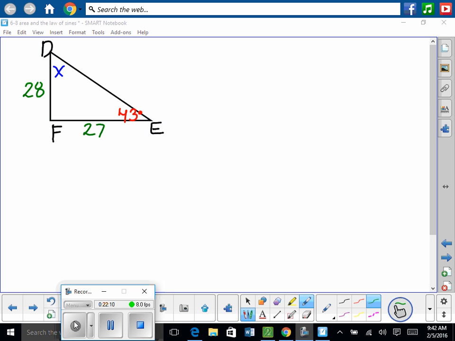We're given two sides and an angle, right? Isn't it an acute angle? Now, is the acute angle across from the side that's larger than the other side? Yes, so we can use the law of sines.